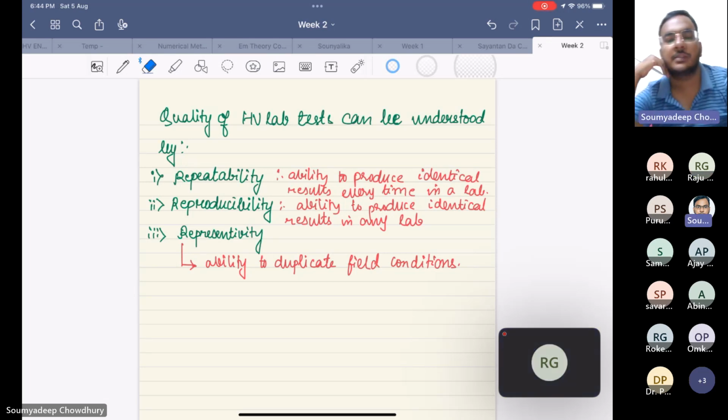No, actually the thing is, when we do these tests in the lab, first we will check how much voltage it can withstand. What is the working voltage? Say the working voltage for the insulator I have designed is 10 kV. So I'll be testing it for say 20 kV or 15 kV.